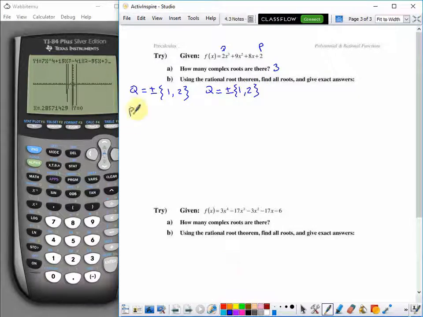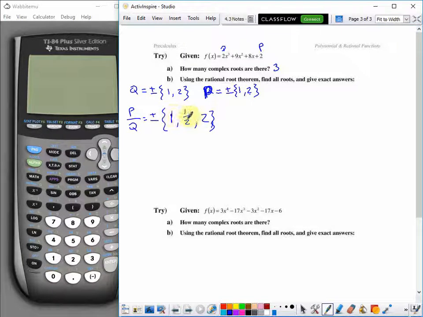Okay, so P over Q is plus or minus all the, that should have been a P right there. All the P's over all the Q's. So 1 over 1 and 2. So 1 over 1 is 1. 1 over 2 is 1/2. Then 2 over both of these. So 2 over 1 is 2. 2 over 2 is 1, which is already listed, so I don't actually have to write that a second time. So there's my list of possible roots.